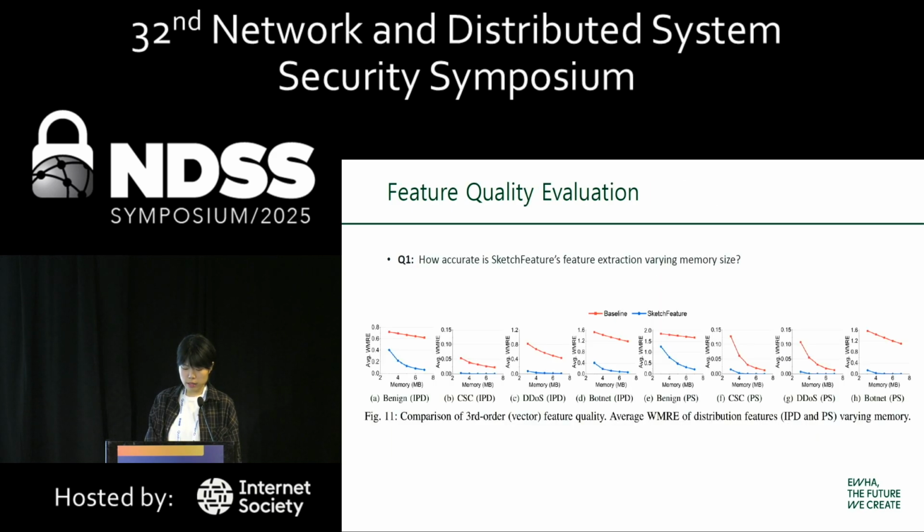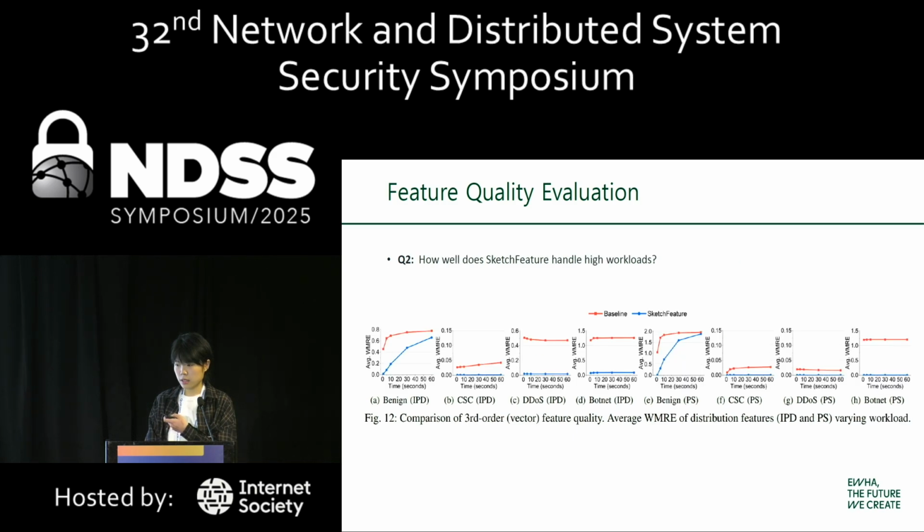So we evaluated feature quality of IPD and packet size distributions under various datasets and with different memory sizes using the metric WMRE. As shown in the figure, across all memory sizes, SketchFeature significantly outperformed the baseline. And also for the various workloads, SketchFeature outperforms the baseline.